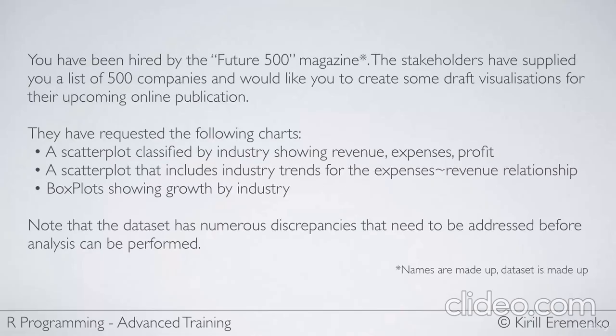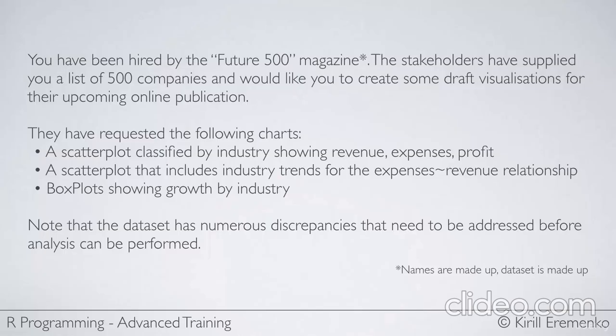You have been hired by the Future 500 magazine. The stakeholders have supplied you a list of 500 companies and would like you to create some draft visualizations for the upcoming online publication. They have requested the following charts: a scatter plot classified by industry showing revenue, expenses, and profit, a scatter plot that includes industry trends for the expenses to revenue relationship, and box plots showing growth by industry. Note that the dataset has numerous discrepancies that need to be addressed before analysis can be performed.